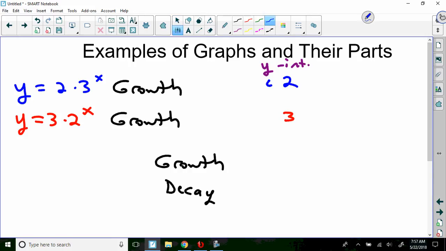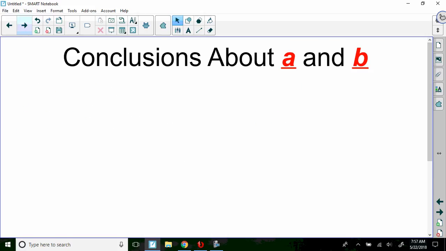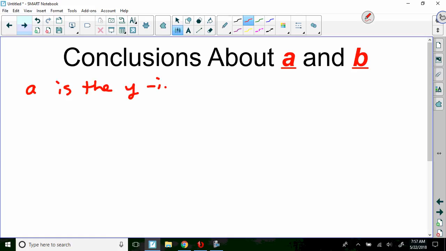Remember, y-intercept is the value of y when x equals 0, so technically it's a point (0, 3), or occurs at that point. Is it safe for us to draw a conclusion then about either the a or the b value? Can you draw a conclusion yet? Can you say something about a or b? a is the y-intercept. There you go. Nice. Good job. a is the y-intercept. So in other words, if you ever have to graph one of these, once you see it written in its form, the graph is always going to go through the point (0, a).